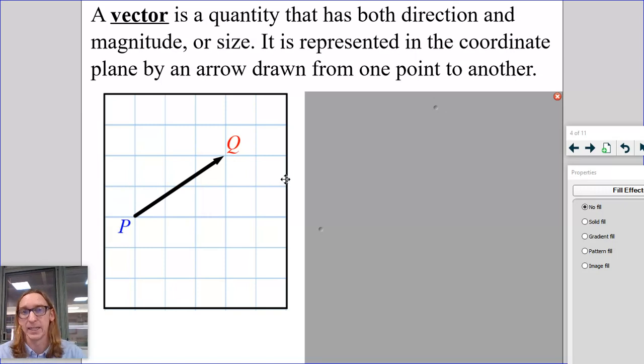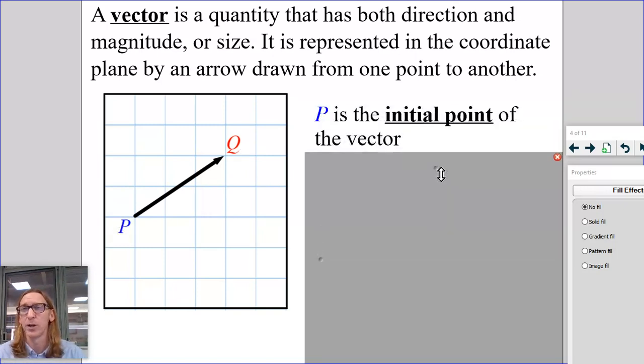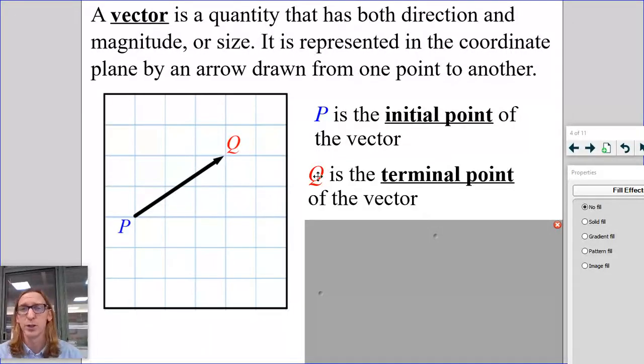I've got my grid lines in there, and I have a point here and a point here. Point P is what we call the initial point of the vector, initial meaning beginning, and point Q is what we would call the terminal point of the vector, the ending point. There is a direction of this, and that's what the arrow indicates. That vector is pointing in a particular direction.